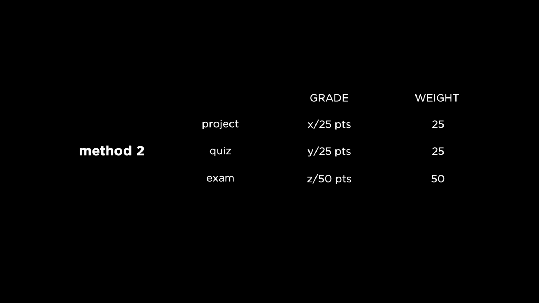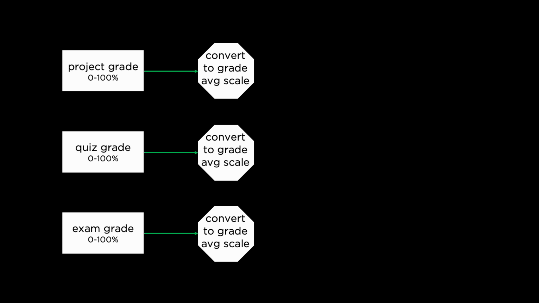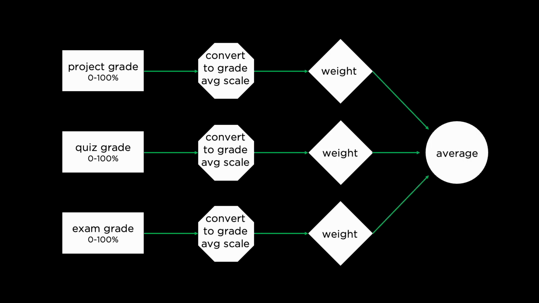But really, when distilled, these 2 methods are the same, because each of the grades is just a percentage on the 0 to 100% scale. As an example, a 30 on the exam is just a 60% grade on an assignment that has a weight of 50. Regardless of which method of weighting is used, the process to average grades is simple. Convert individual assignment grades on the 0 to 100 scale to the grade averaging scale. Then apply the weightings, then average.